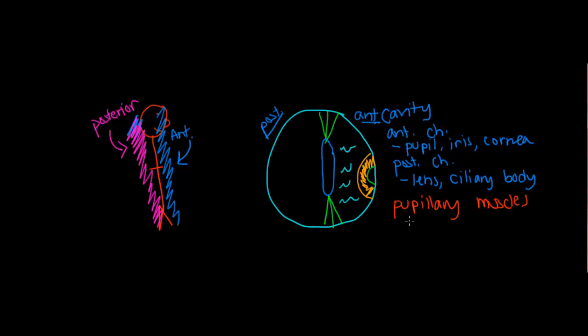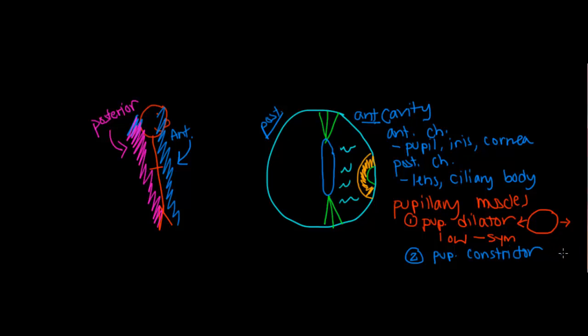So there are two types of pupillary muscles. The first type is pupillary dilator muscles. When these contract, the size of the pupil increases, meaning the pupil dilates. This occurs in low light areas and is a sympathetic nervous response. The second type of pupillary muscle is the pupillary constrictor muscle. When these contract, the pupil constricts, meaning the diameter of the pupil decreases. And this occurs in high light areas and is a parasympathetic response.